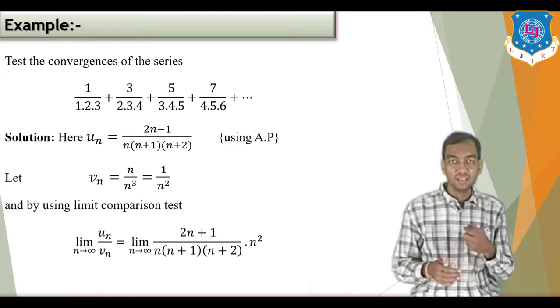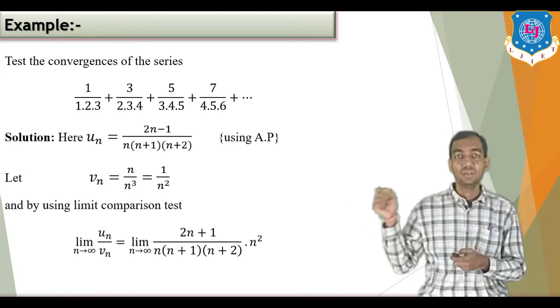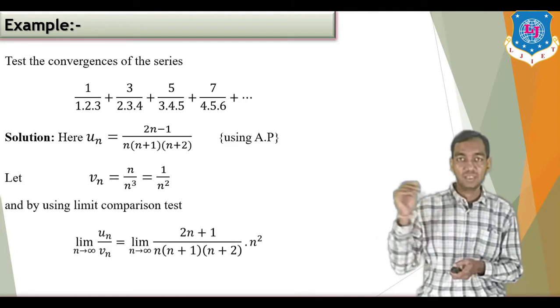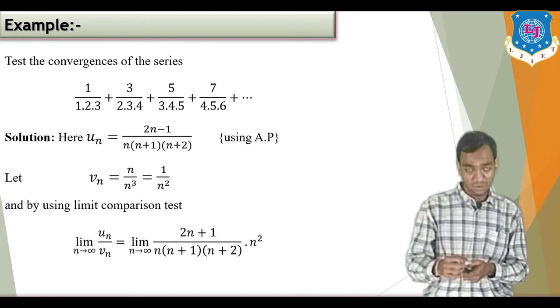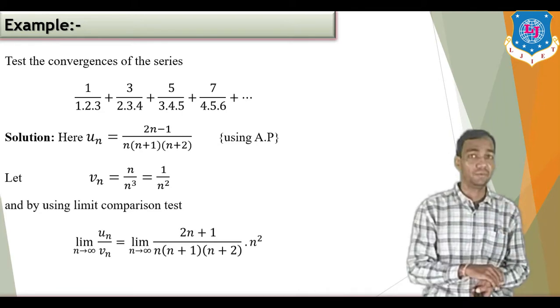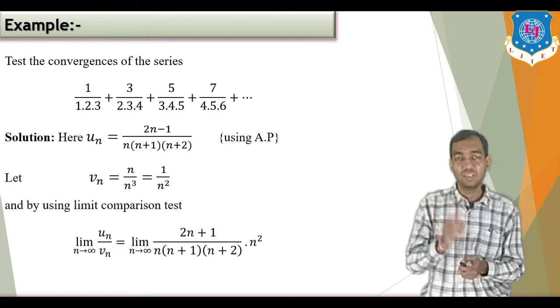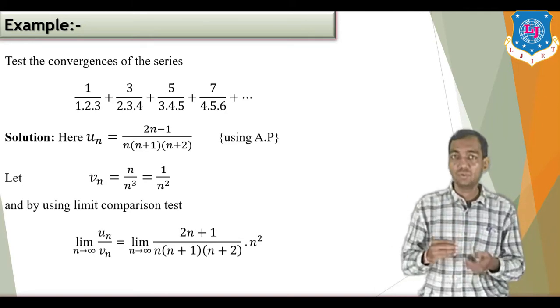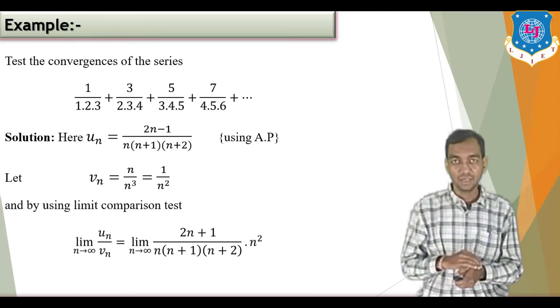Now starting with another example: test the convergence of the series 1 upon 1 into 2 into 3, plus 3 upon 2 into 3 into 4, plus 5 upon 3 into 4 into 5, and so on. See, here you have not been given your series in the form of sigma. So first you have to write down what the Un is, that means what the nth term is, correct?